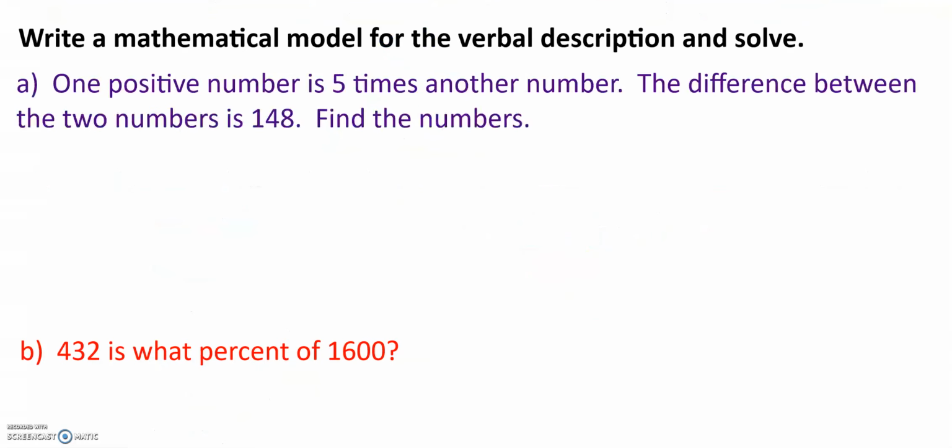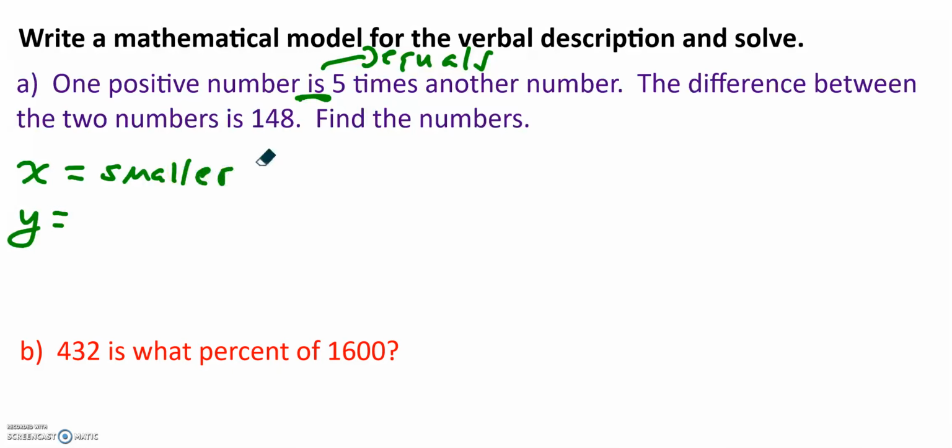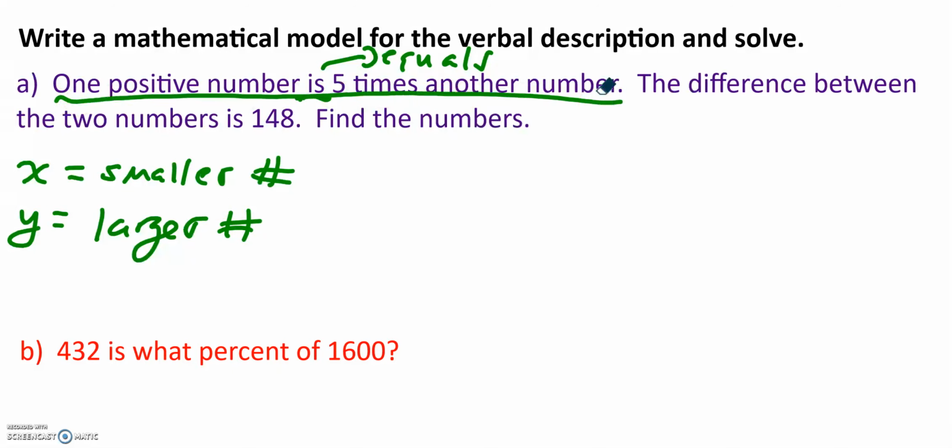Now on to the modeling, on to writing an equation and solving. Here is the first one. One positive number is, whenever I see the word is in a word problem, I think about equals, another number. So if we start there, I have two unknown variables, and it looks like I'm going to have one number that's much larger than the other. So let me just artificially call x the smaller number and y the larger number. Based on the first sentence, one positive number is 5 times another number, so my larger number is 5 times bigger than my smaller number.